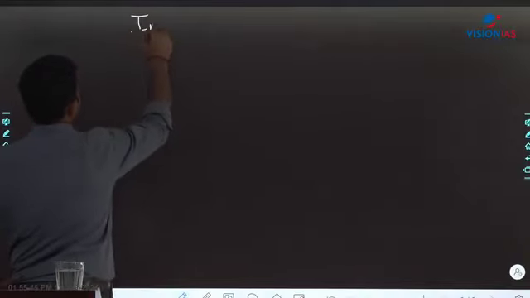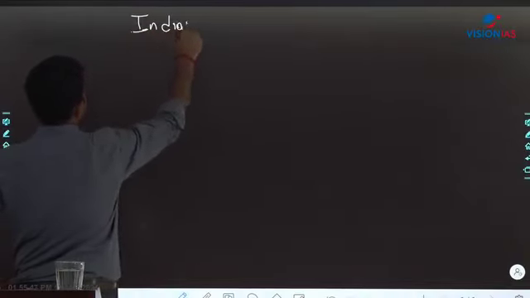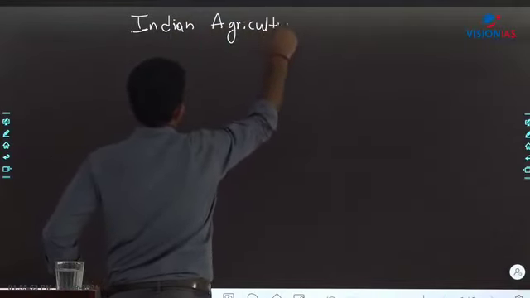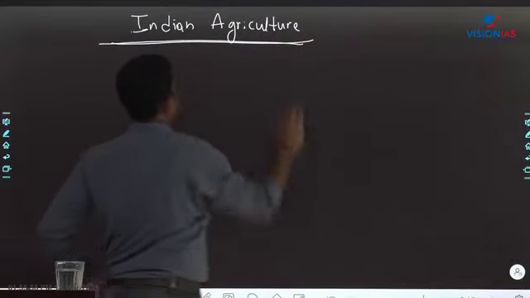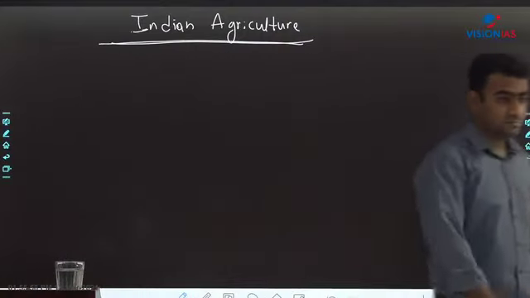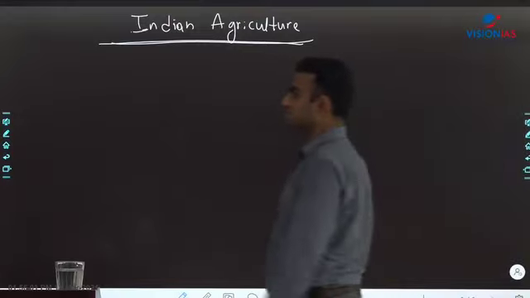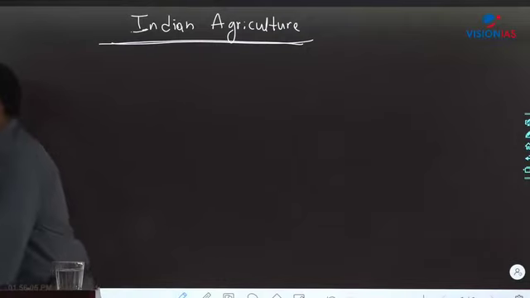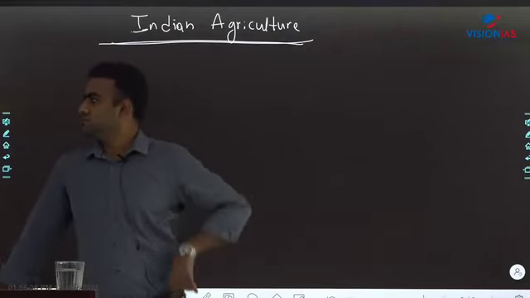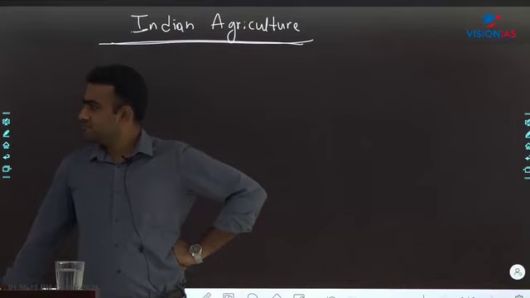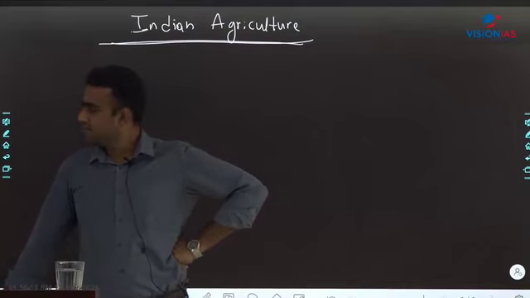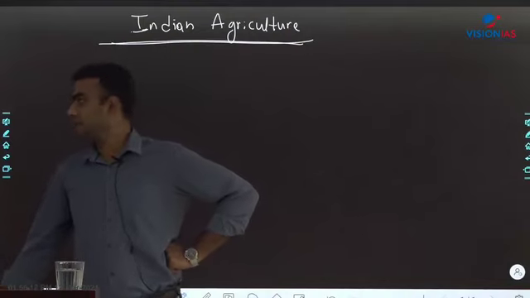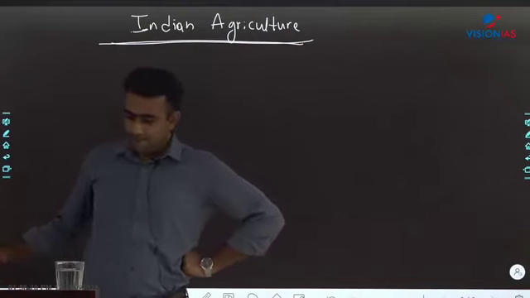So let us come to the Indian scenario, that is Indian agriculture. Tushar is asking, are mangroves located at a place where rivers and oceans meet? That is what we call a delta, right? The Sundarbans are the largest delta and they are also the largest mangroves, right?